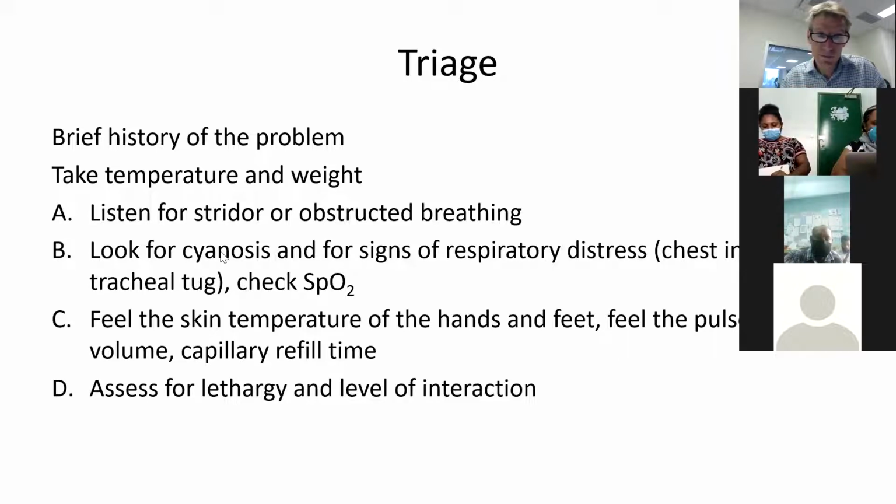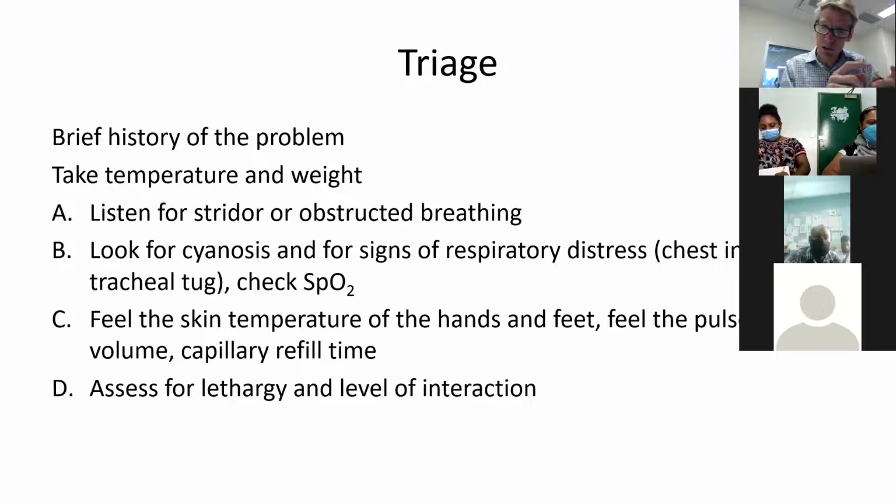Thanks, Leah. So you listen for stridor or obstructed breathing, look for cyanosis, check the oxygen saturation, and then you need to assess the circulation. We've talked about this before, but you need to feel the hands and the feet, and feel the skin temperature of the hands. If they're warm, that's good. If they're cold, that's not good generally. Feel the pulses. You can feel the pulse volume, and you can check the capillary refill time. So that's one assessment of the circulation.